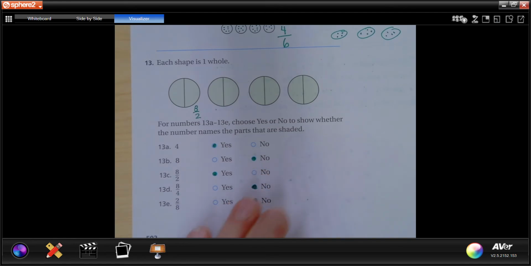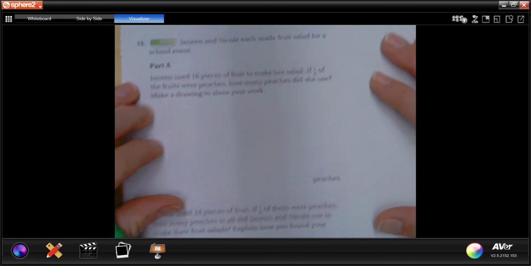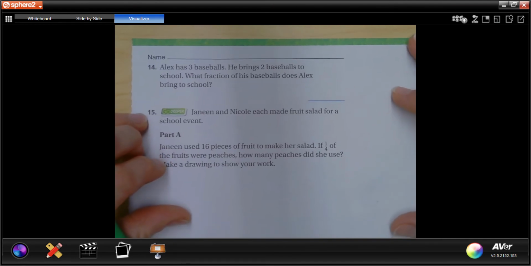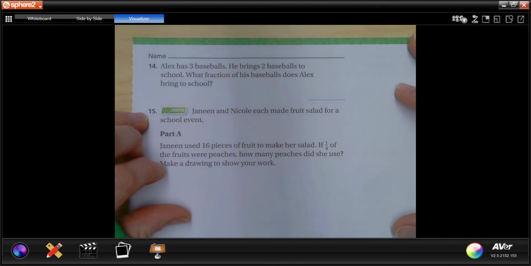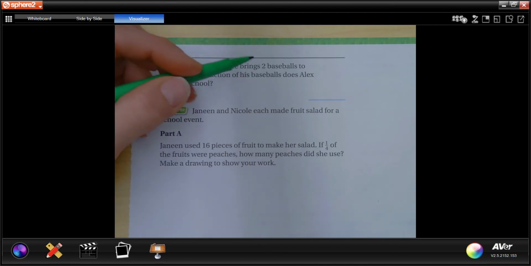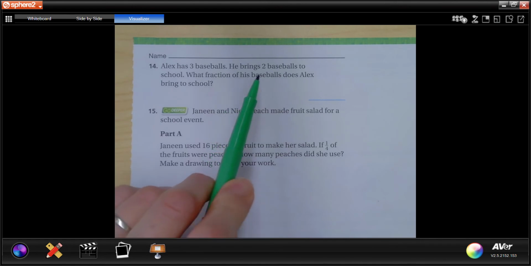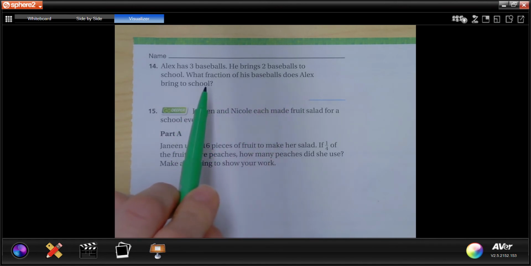All right, we are moving on to page 503. Number 14. Alex has 3 baseballs. He brings 2 baseballs to school. What fraction of his baseballs does Alex bring to school?